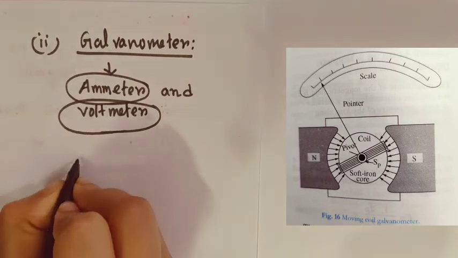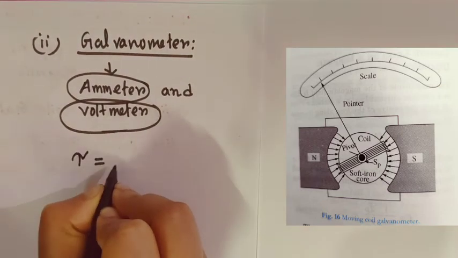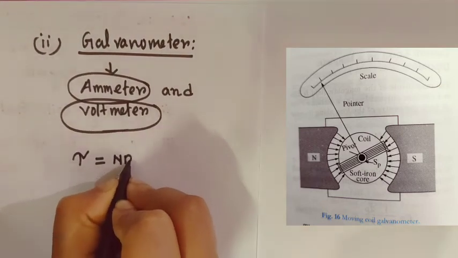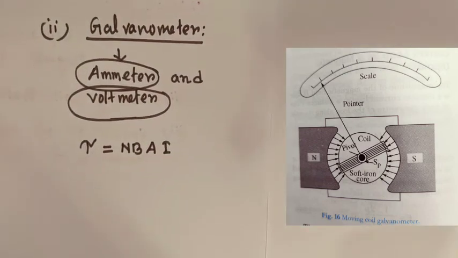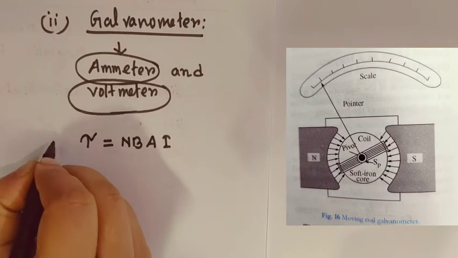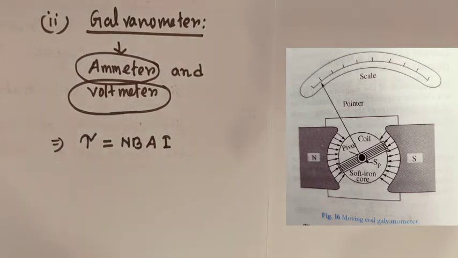And the value for this torque tau is equal to NBAI. What is N? N is the number of turns in the coil. What is A? A is the area of the coil, B is the magnetic field, and I is the current.